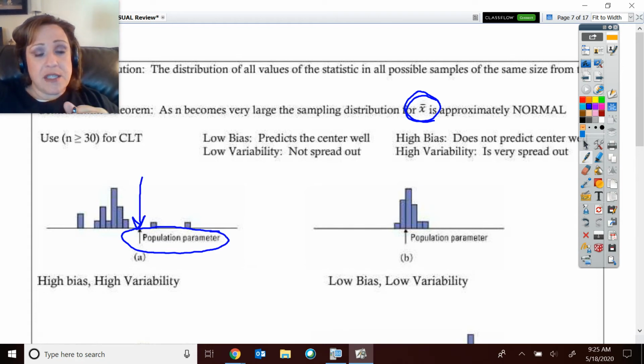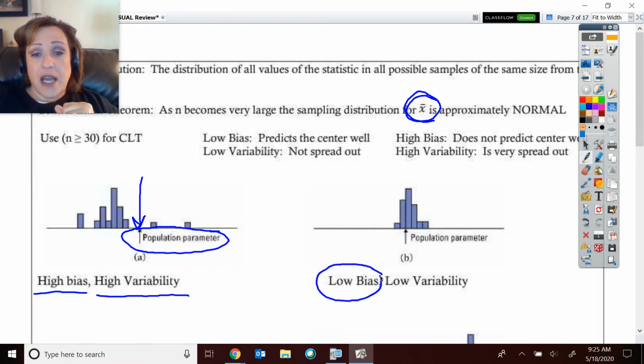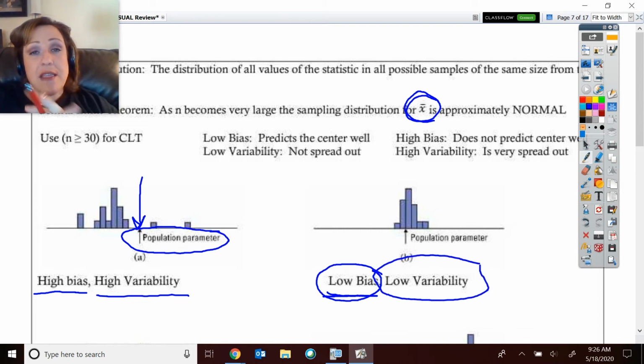Well, it doesn't really look as though our data is centered around that location. So we have quite a bit of bias. Plus, our data is quite spread out, so we have a lot of variability. Whereas, see here, our data that we got was around the center of the population. So we had low bias, and in this case, it was nicely clustered around that area, so low variability.